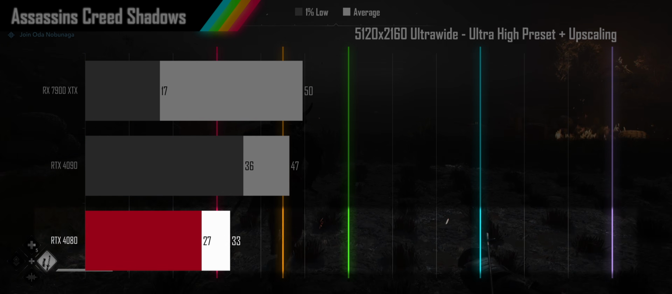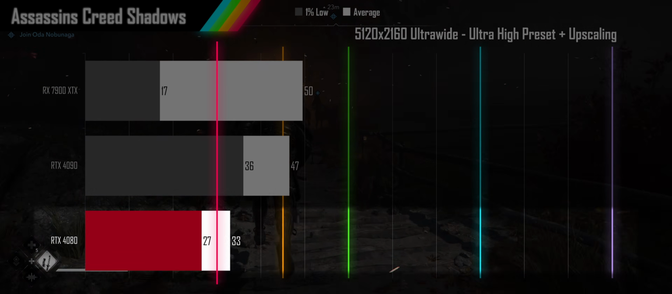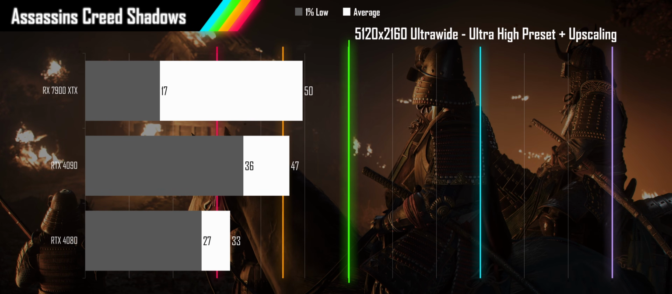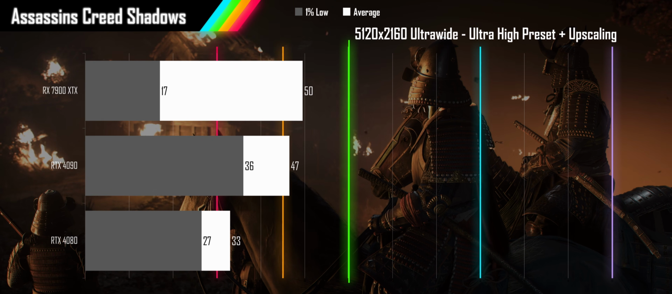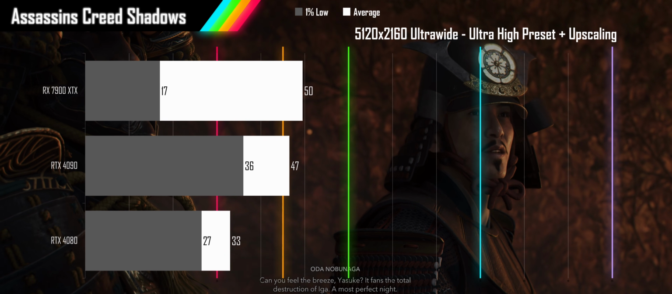The 4080 does manage to cross the 30 FPS line with its average, but its 1% lows are still sub 30. Since none of the cards actually reach 60, the cutoff for AMD and Nvidia's recommendation before turning on frame generation, let's try and find more FPS by dropping the settings to high.